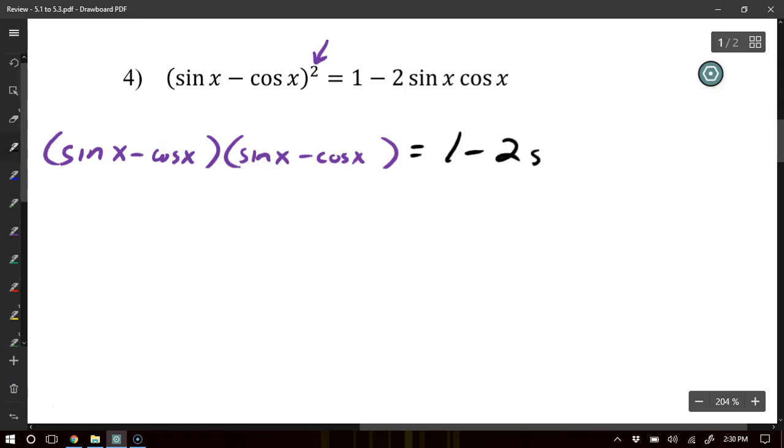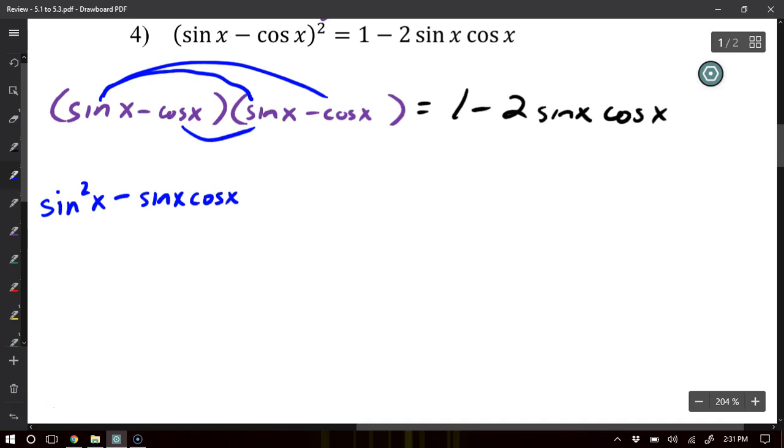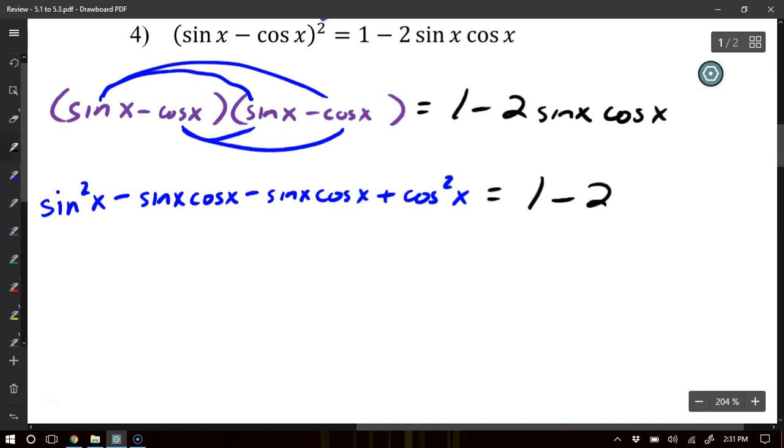And I'm going to keep the right-hand side. And so in this case, I'm going to distribute sine times sine. So sine of x times sine of x is sine squared of x. Sine of x times cosine of x is sine of x times cosine of x. In this case, it's negative. Negative cosine of x times sine of x is negative sine of x cosine of x. And then a negative times a negative is a positive, and I get cosine squared of x. So I distributed the left side, and I'm going to keep the right side as I go through.